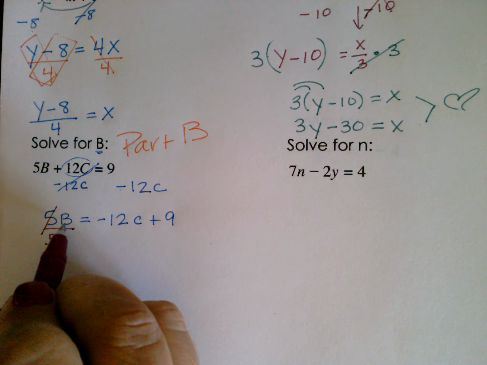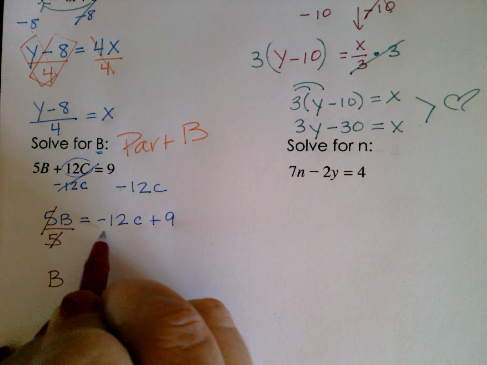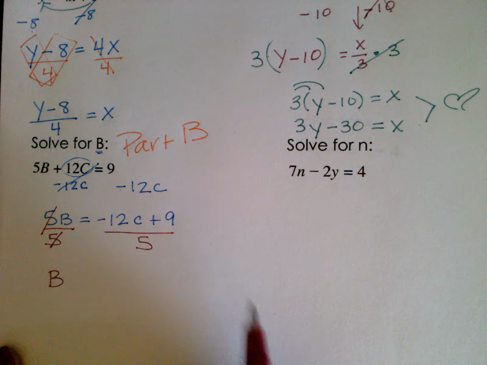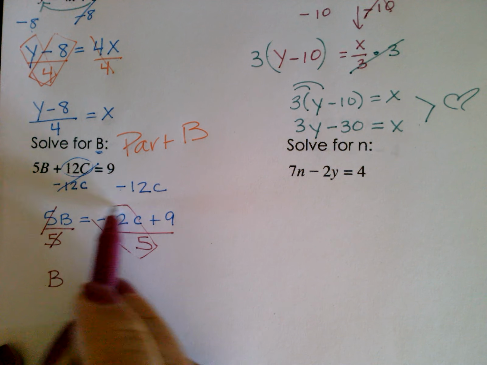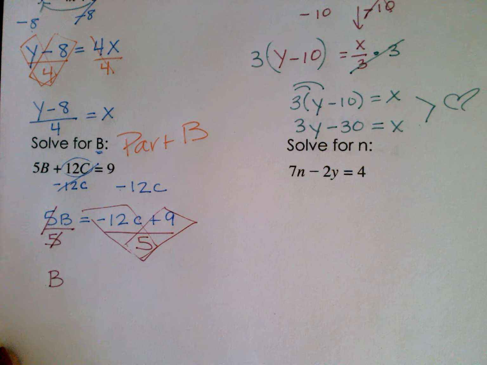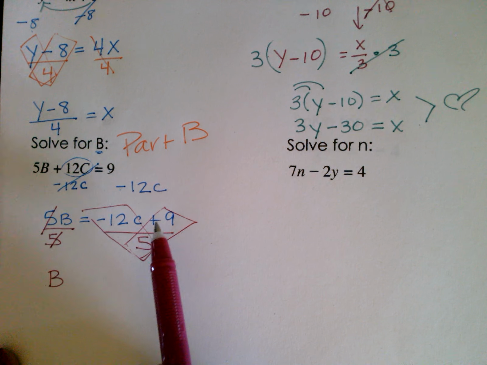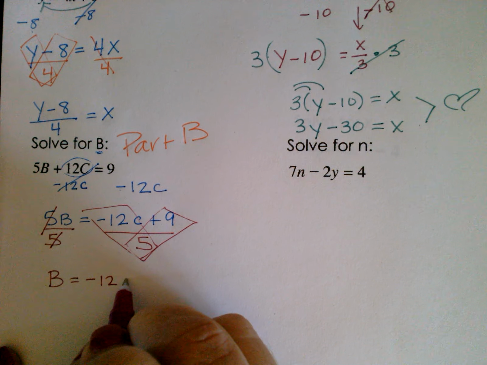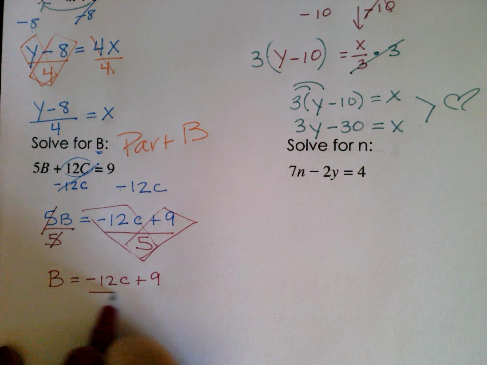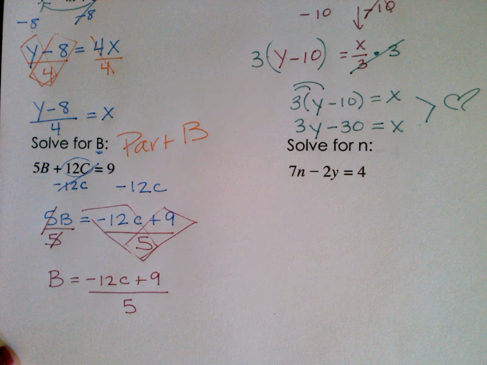So to get that B by itself, I need to divide by 5. As stated in the previous video, I cannot simplify because 5 doesn't go into 12 and 9 evenly. I am left with negative 12C plus 9, all over 5. That would be the solution.